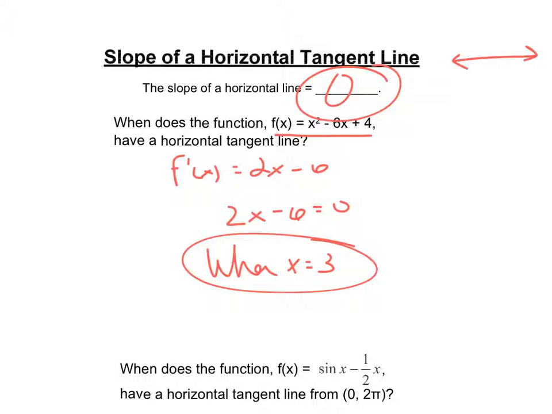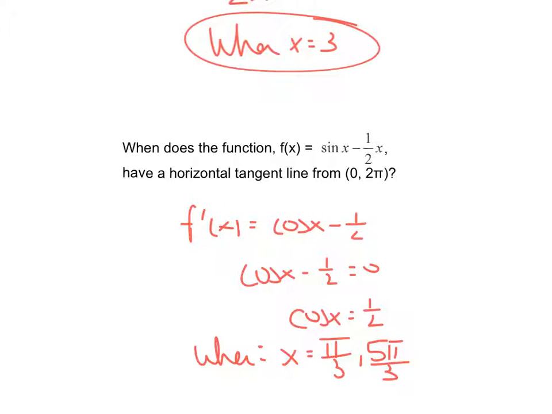All right, try the next one for me. Pause the video, come back, and it'll have the answer. All right, hopefully you remembered your unit circles. So you're figuring out where cosine of x equals 1/2, which is where x equals pi over 3 and 5 pi over 3.